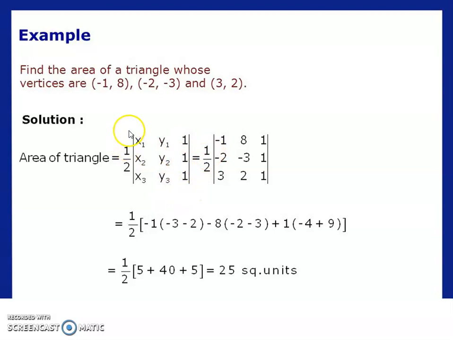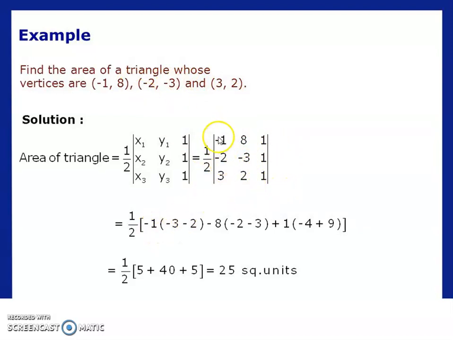We should keep all the values comparing x1, x2, x3, y1, y2, y3. Always remember that the first values are always x values and the second values are always y values. So you should directly put that value without comparing the points. So let us try. Our values are minus 1, minus 2, 3. We should write here 8, minus 3, 2. 8, minus 3, 2. And the last row, 1, 1, 1 is fixed.